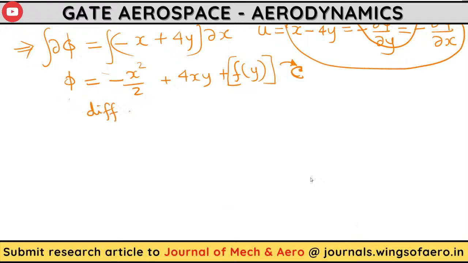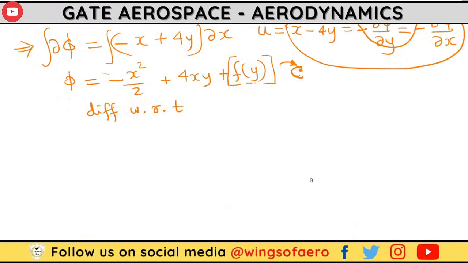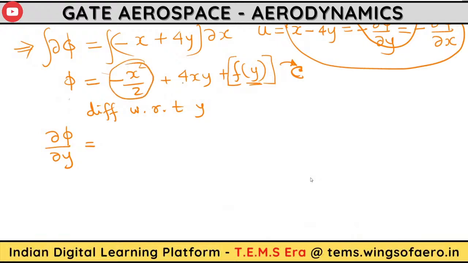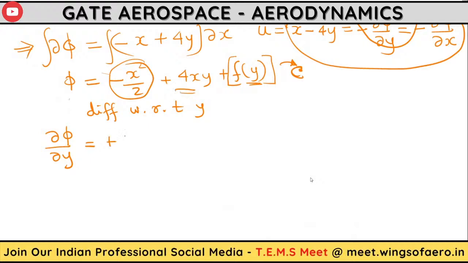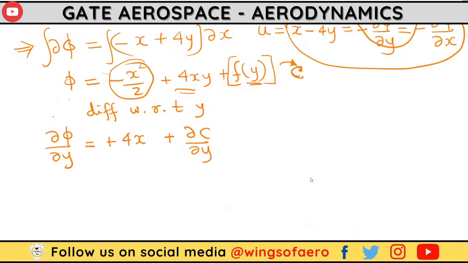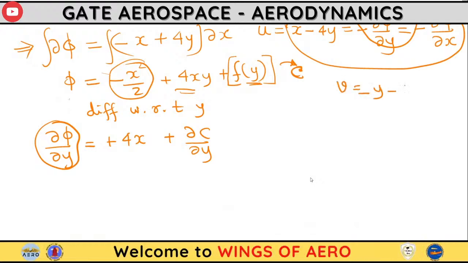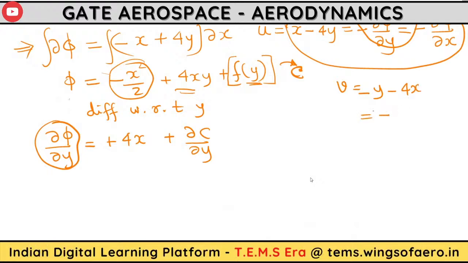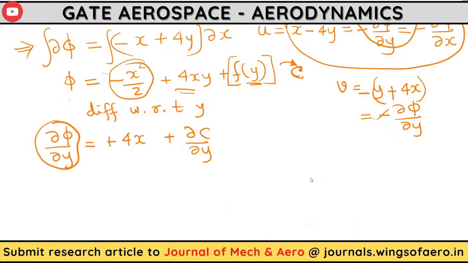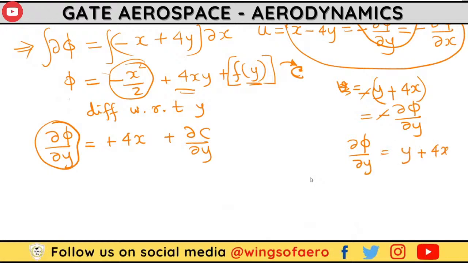You have to differentiate partially, and I'm going to do it with respect to y. So dou phi by dou y will become 0 for this part, right? Now differentiating, we get plus 4x plus dou c by dou y. Now again, from the previous equation, we know the v value is minus y minus 4x. Now v is minus dou phi by dou y. So can I write like this? This minus and minus will get cancelled off. That means dou phi by dou y becomes y plus 4x. Can I say that?